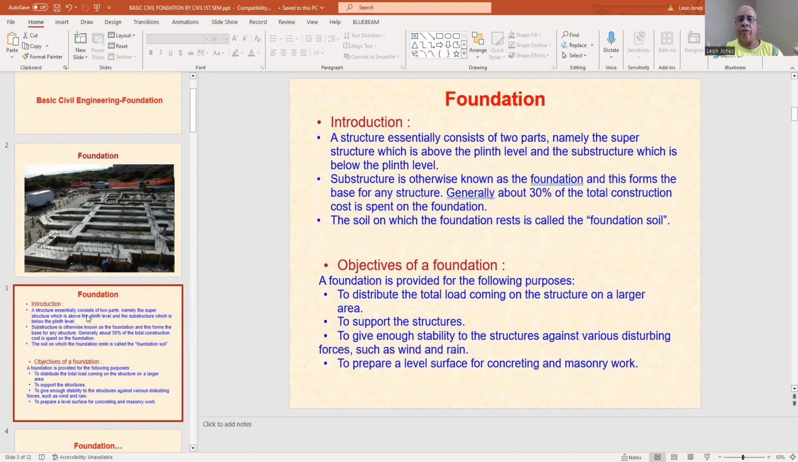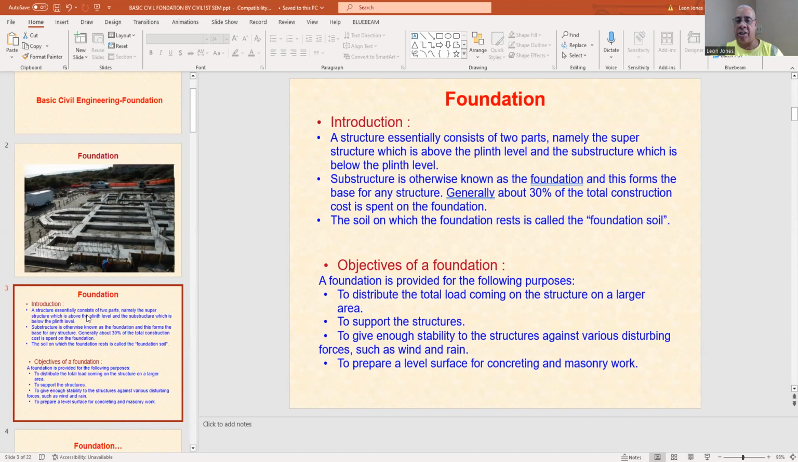Now, again, a foundation is a structure essentially consisting of 2 parts, namely the superstructure, which is above the plinth level, and the substructure, which is below the plinth level. Now, the substructure is otherwise known as the foundation, and this forms the base of the structure. Generally, about 30% of the total construction cost is spent on the foundation. So basically, the soil on which the foundation rests is called the foundation soil.